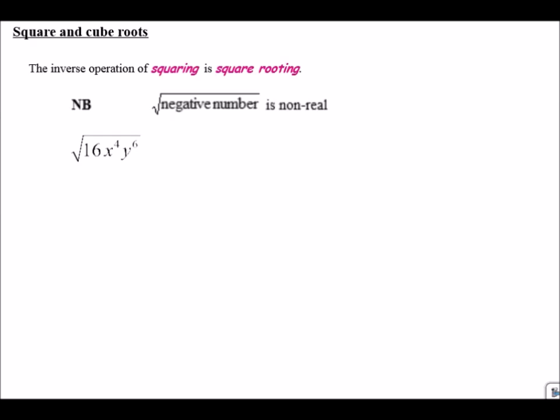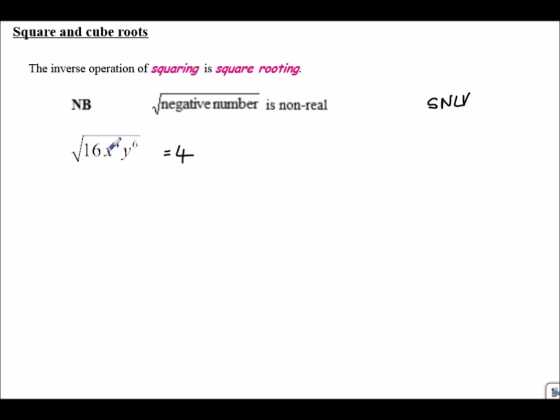Well, again, we go back to our signs, numbers, letters, or variables. The square root of a positive number is going to be positive. So our sign is dealt with. Now we go and look at the number. The square root of 16 is 4.